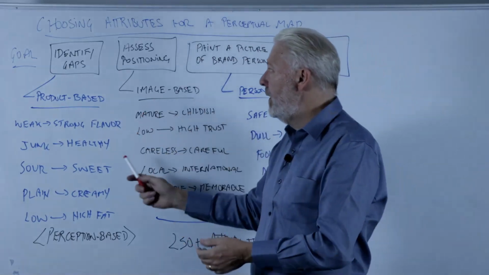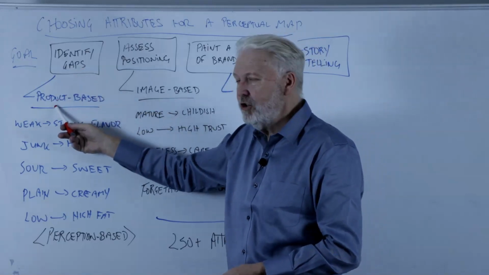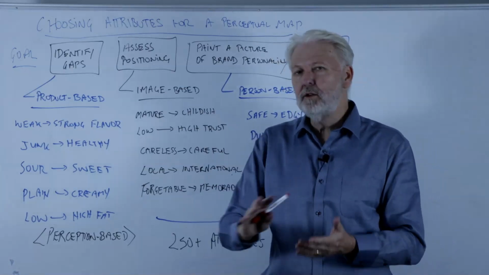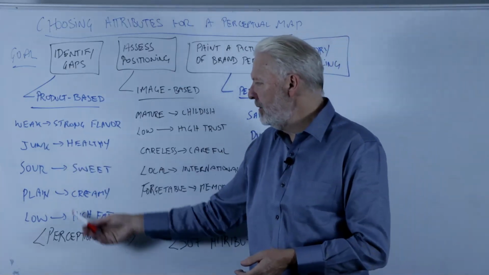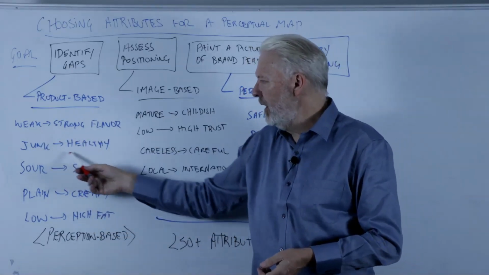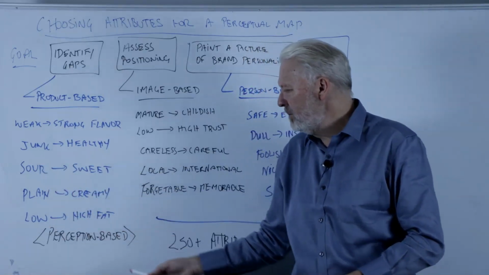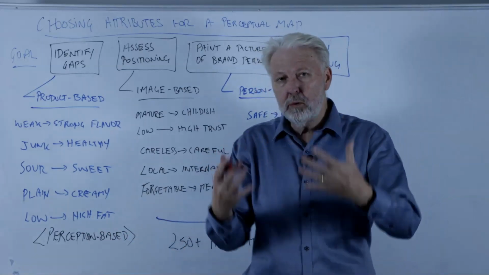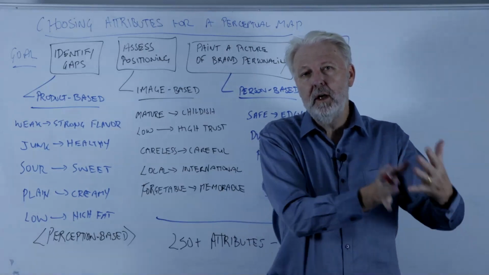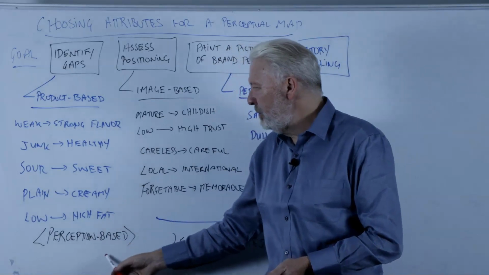Okay, so depending upon that, if we're identifying gaps, most of our attributes will be product based because we're looking at what products can we bring into the marketplace. So I've just got some food type examples here. Weak to strong flavour, junk to healthy, sour to sweet, plain to creamy, low fat to high fat. So these are all product ingredient based to look for opportunities or gaps in the marketplace for some sort of food product. Now these are perception based.